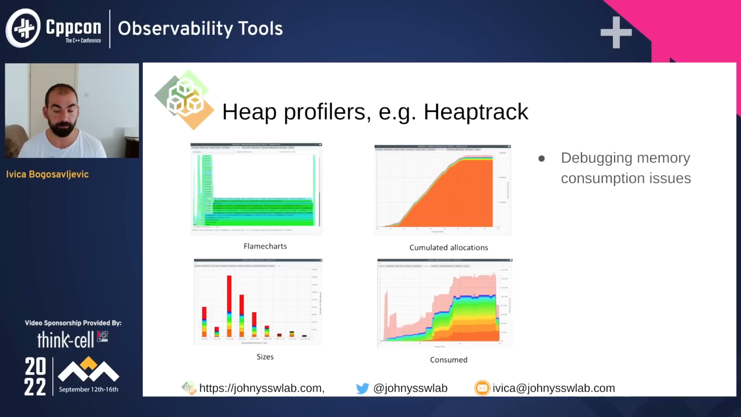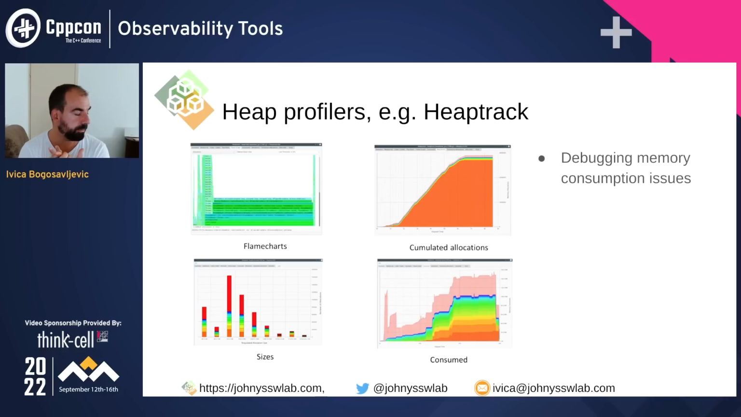So what is a heap profiler? A heap profiler takes your program and hooks into the allocate and deallocate calls, malloc, new, delete, whatever, and then it can measure how much. It can tell you a lot of things about your memory: how much memory was spent by your program, where it was spending it, which were the functions that allocated the most memory, and so on.